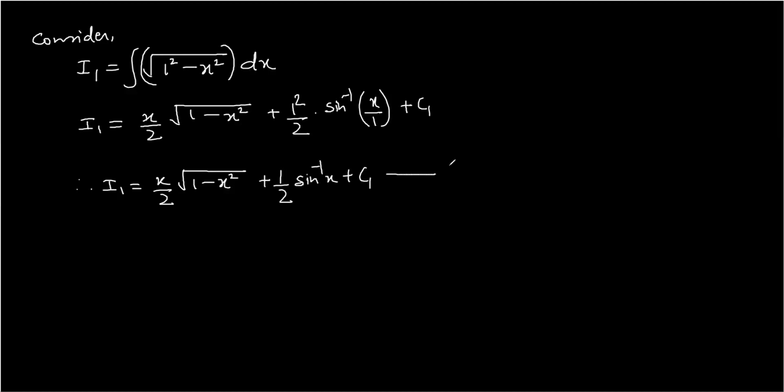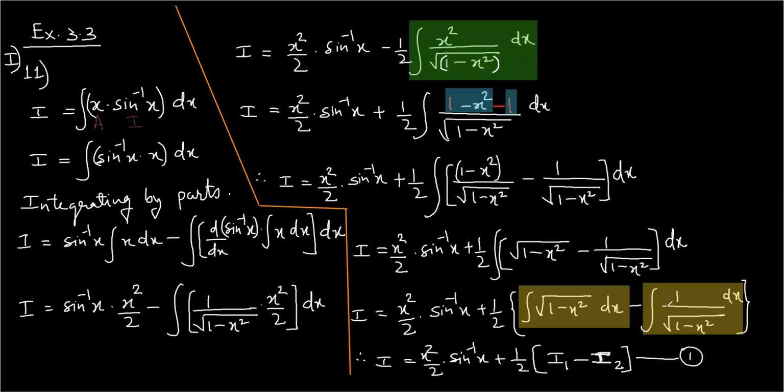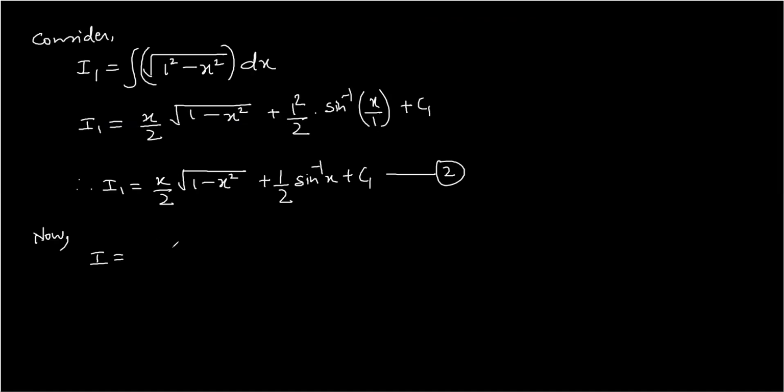This is number 2. So I have obtained what I1 is. I have evaluated the integral I1. Now next I will go for I2. What is I2? I2 is the integral of 1 upon square root of 1 minus x square, which is very simple. So it is 1 upon square root of 1 minus x square.